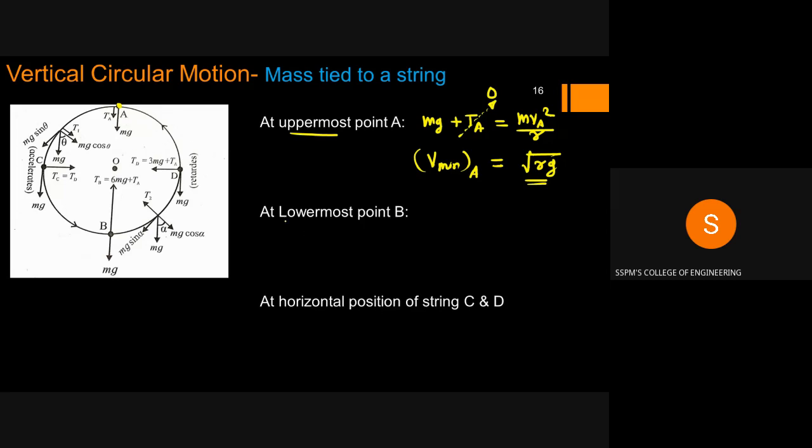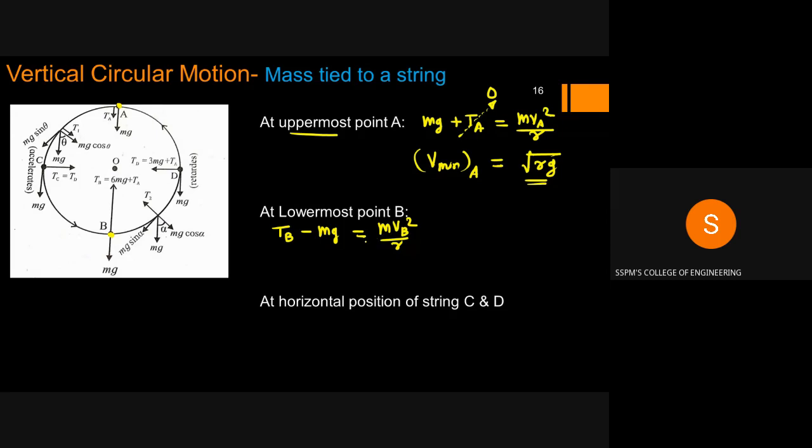At the lowermost point, that is point B, its equation is tension at point B minus mg. Here tension and the weight force are exactly opposite. Tension is directed toward the center and mg is acting in the downward direction. So T minus mg is equal to m Vb square upon R. So this is the centrifugal force.